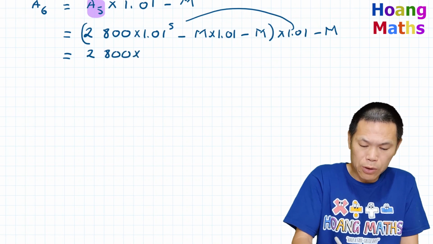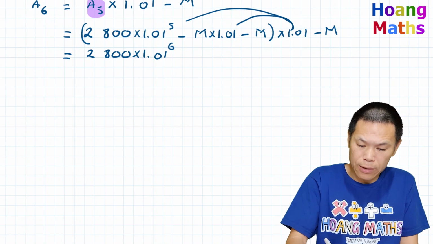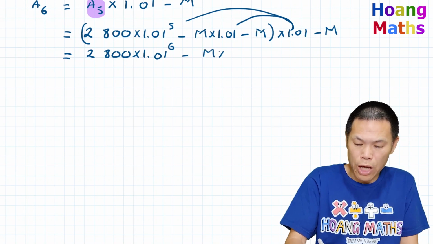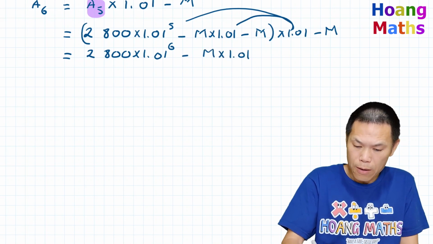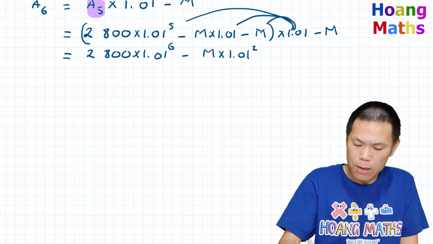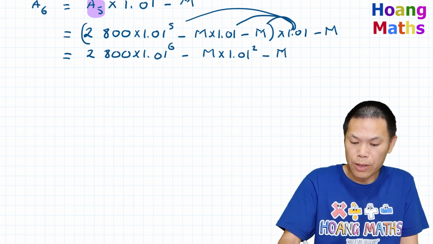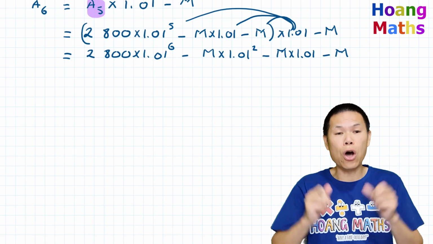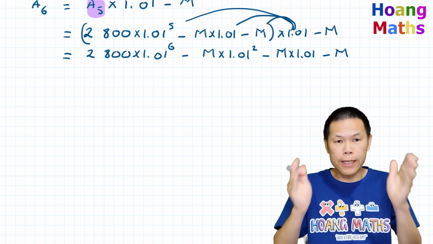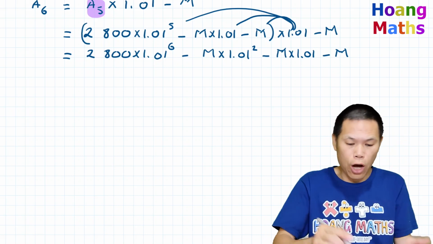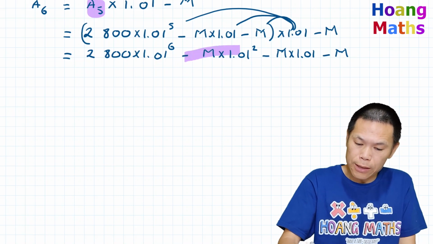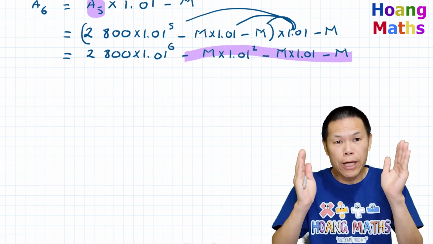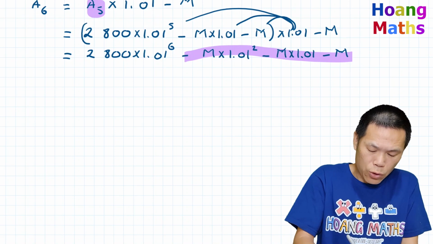So that will give me 2,800 times 1.01 power 6, minus M times 1.01 square, and minus M times 1.01, and then we minus M. So that is how much is owed at the end of 6 months. So let me just take out the common factor for this series here. Let me just take out negative M.